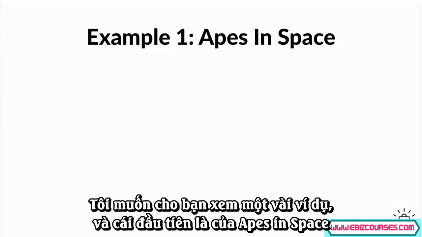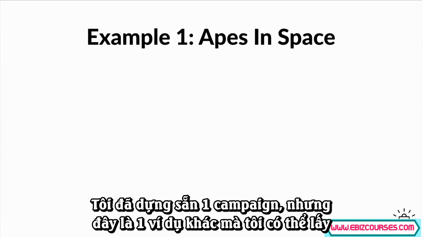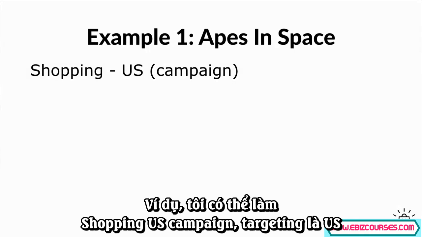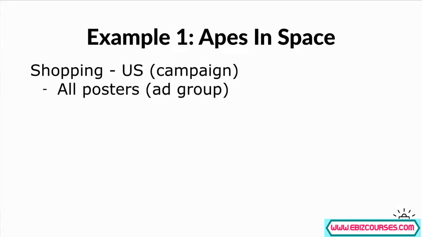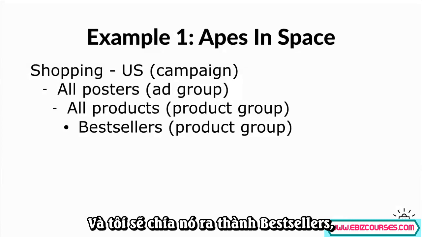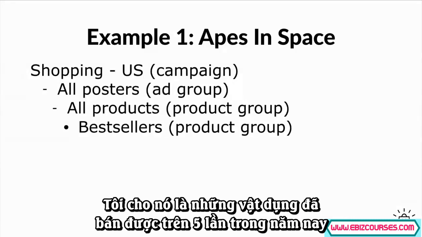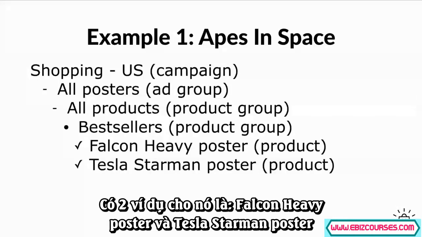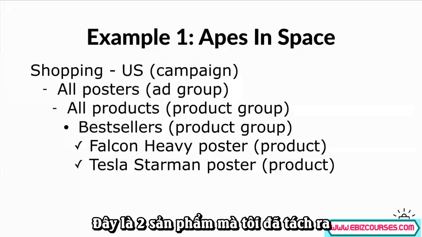And the first one is apes in space. So I've already set up a campaign, but this is a different example I could take. So for example, I could do Shopping US, a campaign targeting the US. I would have all posters as an ad group. Then I would have all the products as a product group. And I would subdivide that into bestsellers, which are the items, let's say, I define by the items that have sold 5 or more times this year. And there are 2 examples, Falcon Heavy poster and Tesla Starman poster. So these are 2 products that I've split off.